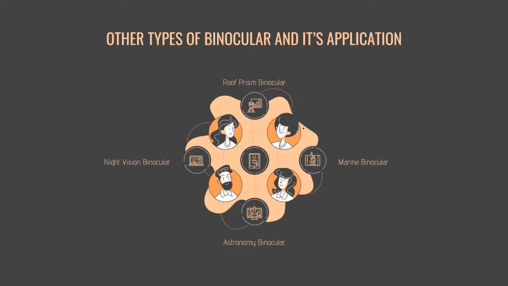Here are some other types of binoculars and their applications. For example, one application of binoculars is night vision binoculars, and we can use these binoculars to see some wild features like birds or wild animals that only appear at night. And we can also use this binocular and modify it to see marine or astronomy creatures.